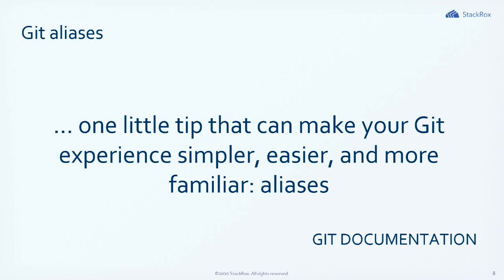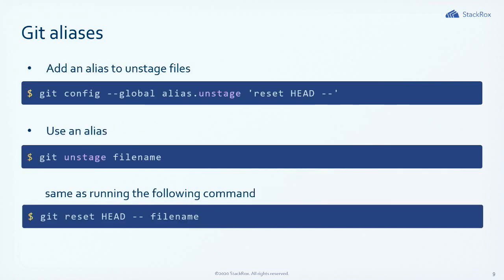So how do you use Git aliases? You create a Git alias by running the git config command, and you specify an alias name followed by the git subcommand. To use an alias, you just run git and your alias, and if it takes any options, you include them in the command, which is the same as running the subcommand. Here is an example of how to unstage files. You can create an alias called unstage using this method.